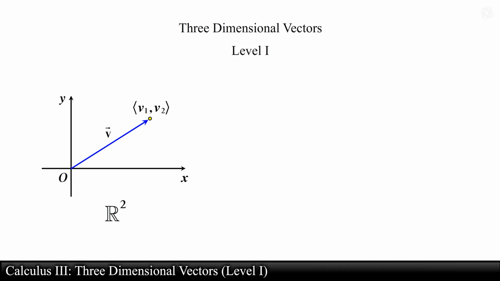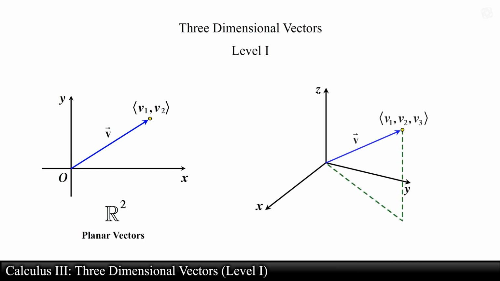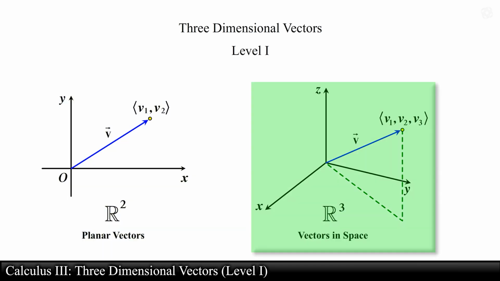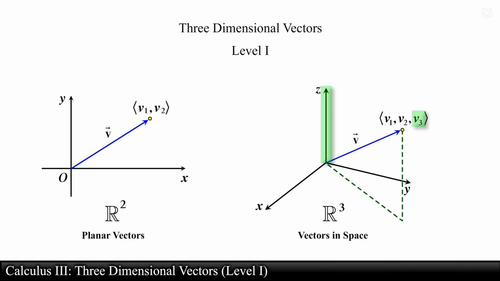Three-dimensional vectors, Level 1. In the previous videos, we reviewed the basics of two-dimensional vectors, also known as planar vectors. In the following series of videos, we will go over three-dimensional vectors, also known as vectors in space. The transition from planar vectors to vectors in space requires the addition of a third component in order to represent the direction that points along the z-axis of a three-dimensional coordinate system.